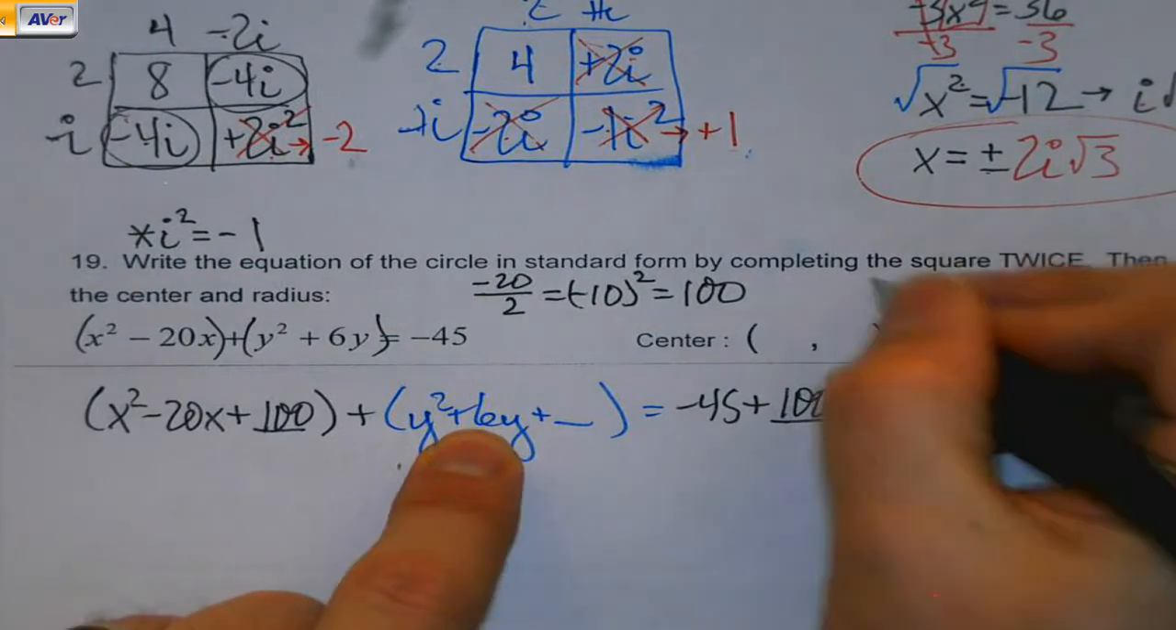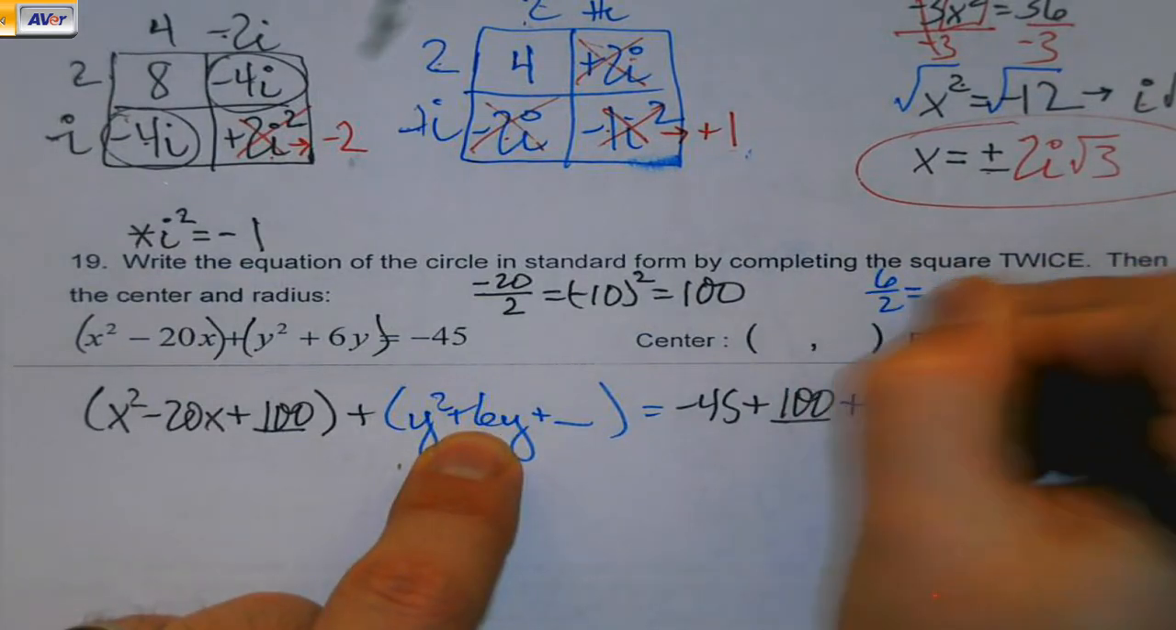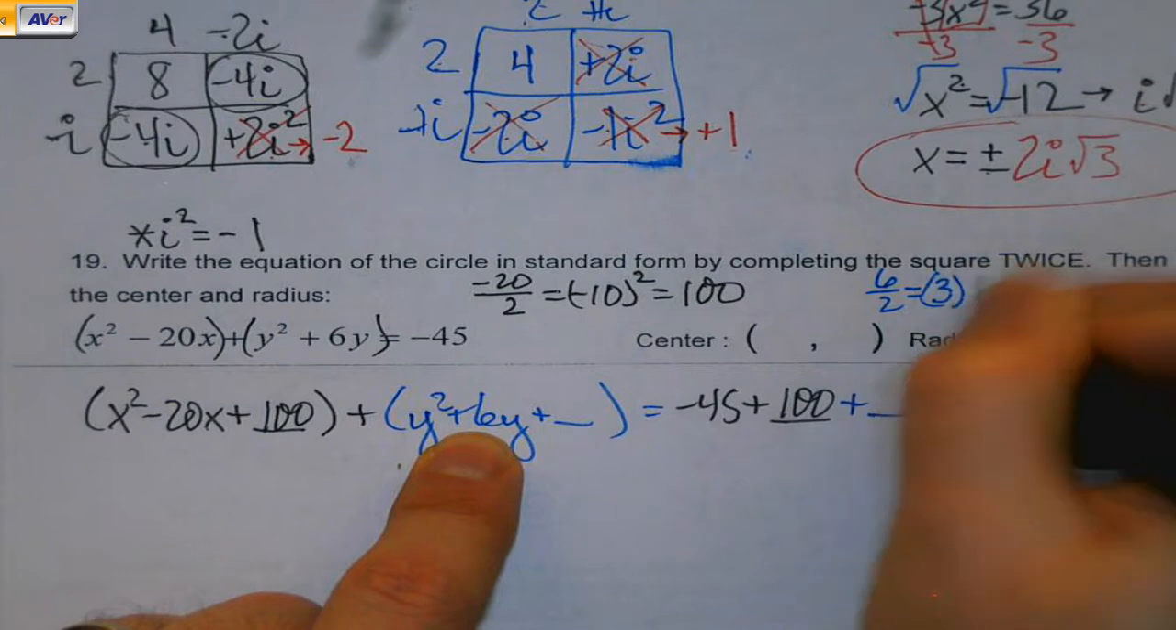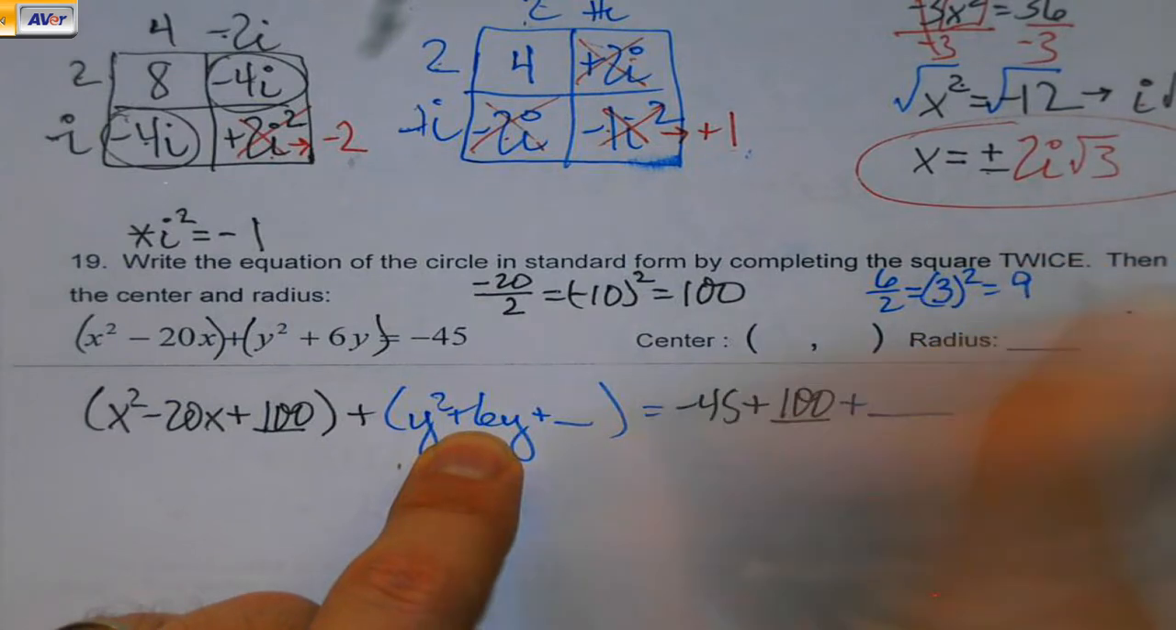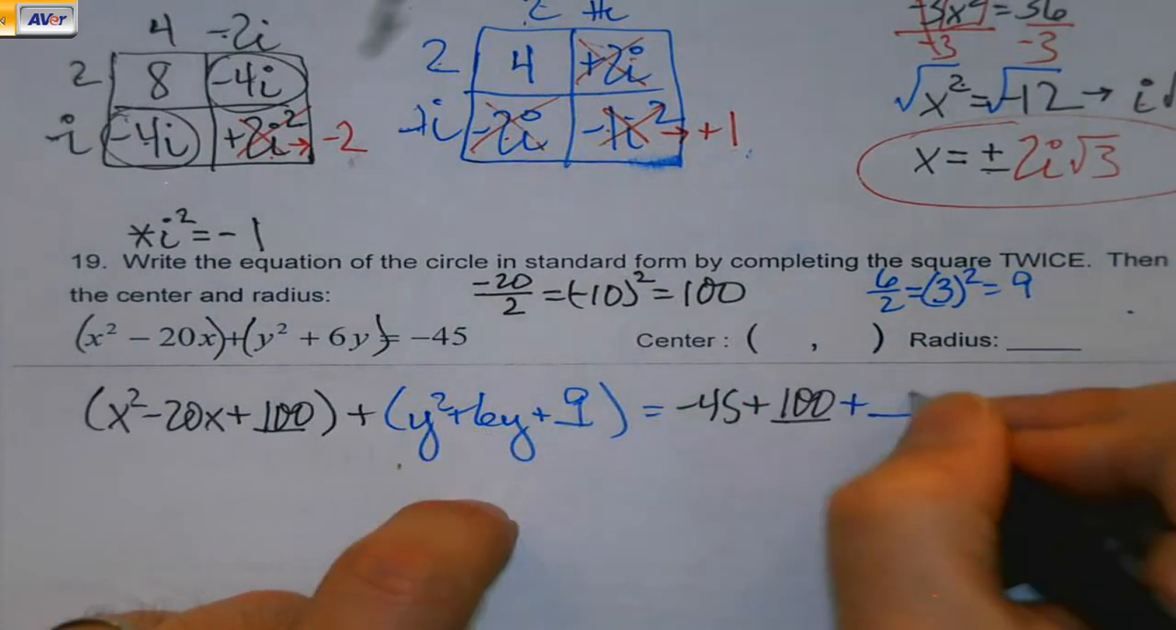You got to take your b. You got to half b. We got to square half b. We got to add it here. Add it there.